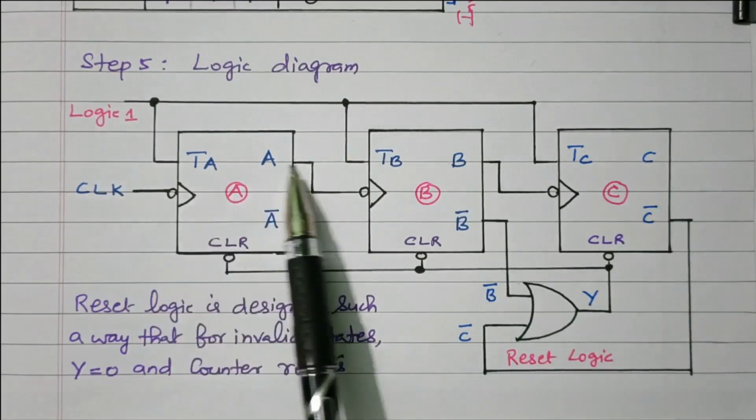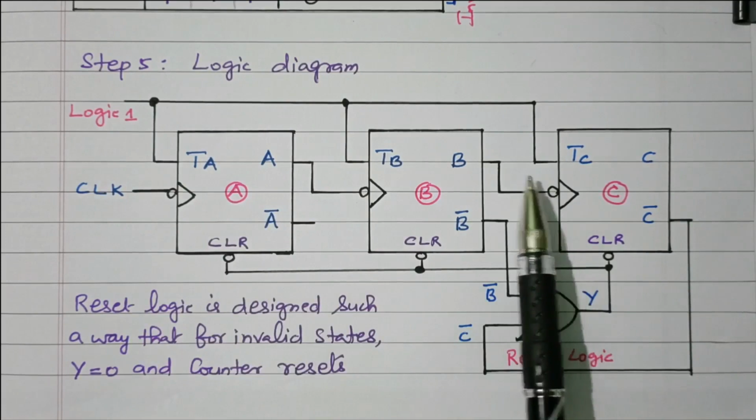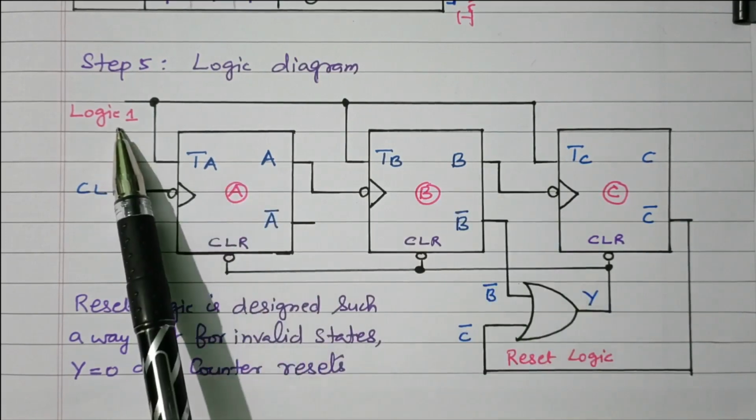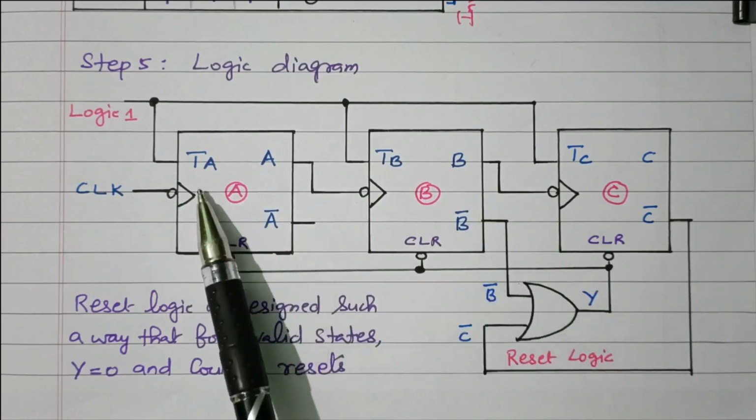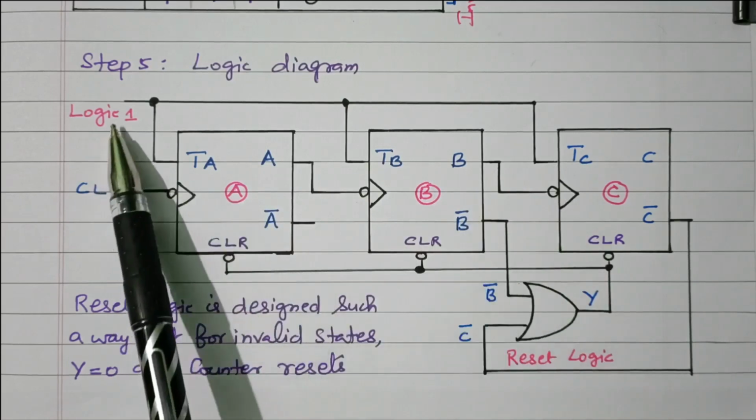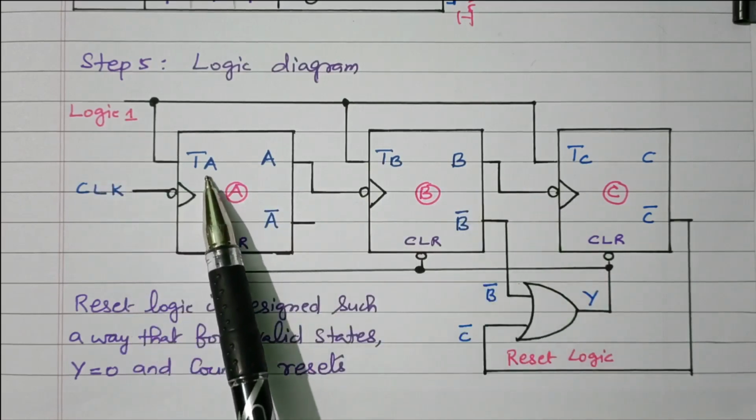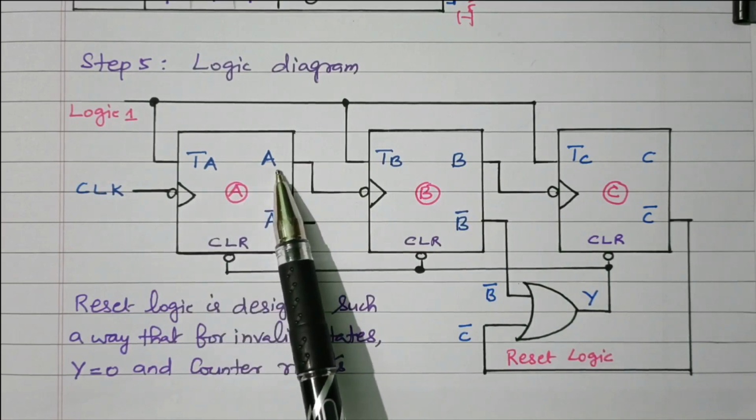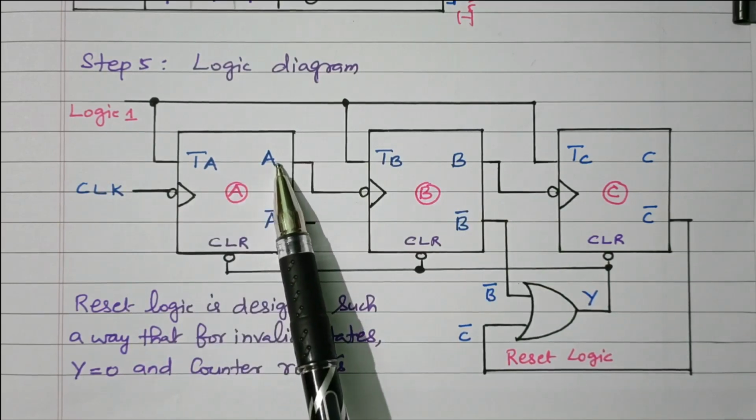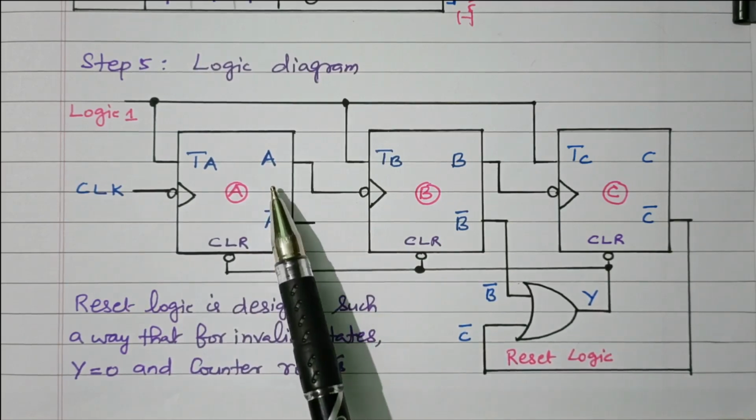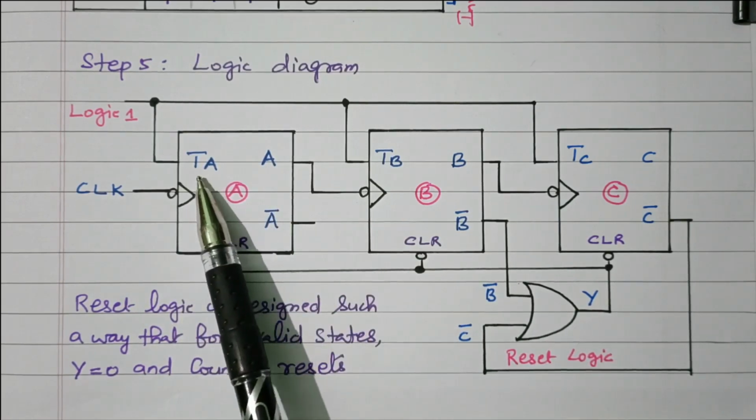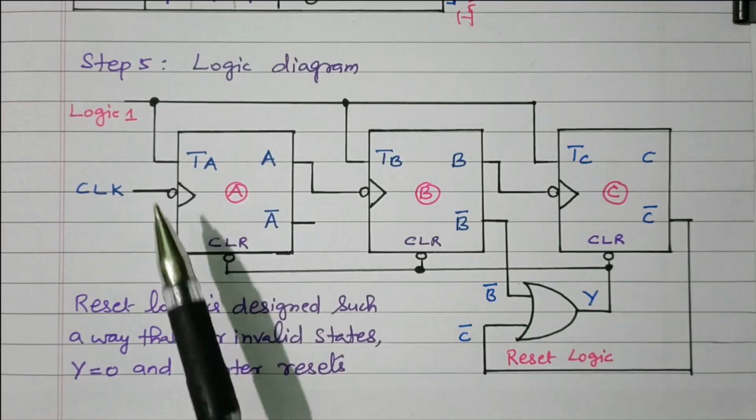Logic high is given to all the flip-flops. The T flip-flop receives logic 1. What is the nature of a T flip-flop? If the logic input is high, the output will toggle. Present state 0 means it will toggle to 1. Present state 1 means it will toggle to 0. That is the nature of the T flip-flop while receiving logic high.